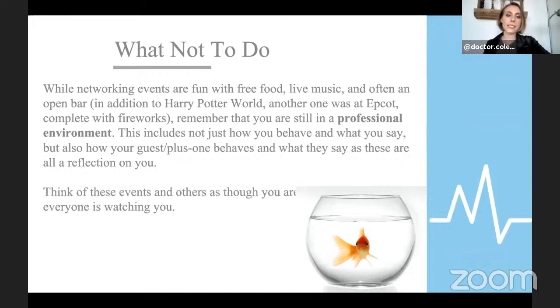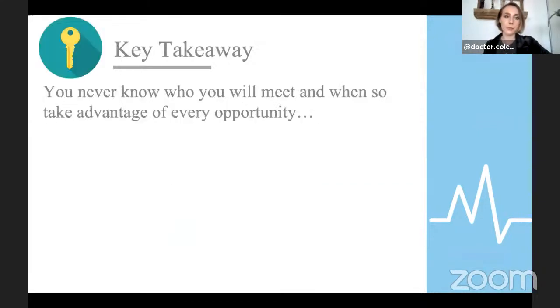Think of these events and others as though you are in a fishbowl and everyone is watching you. I think the words got cut off, I apologize, but it's a little fishbowl graphic. How do you want to appear? You want to ask yourself that. How do you want to appear? And how do you want to be remembered? That's another important thing to consider.